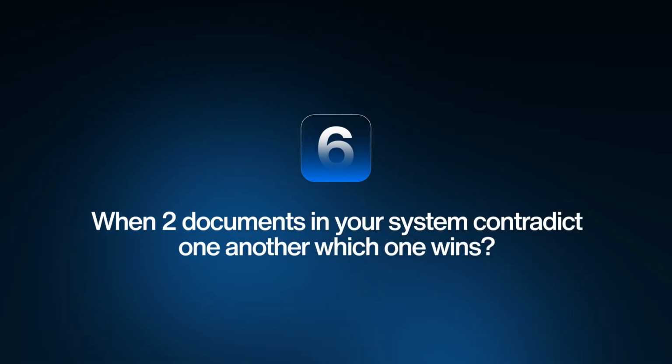And each one breaks the AI in a way that makes it look like the AI is wrong, but actually the data was wrong from day one. When 2 documents in your system contradict one another, which one wins?